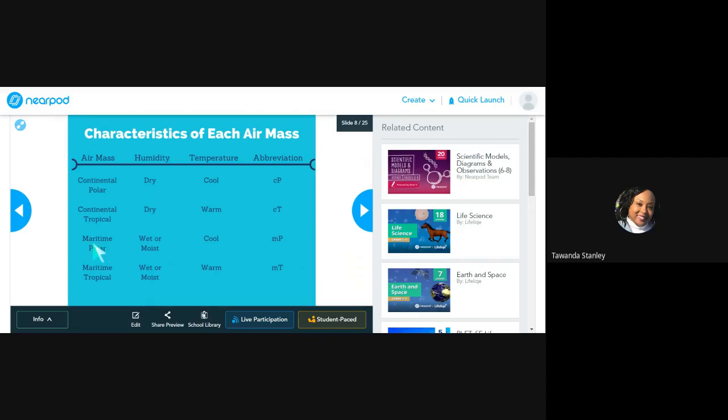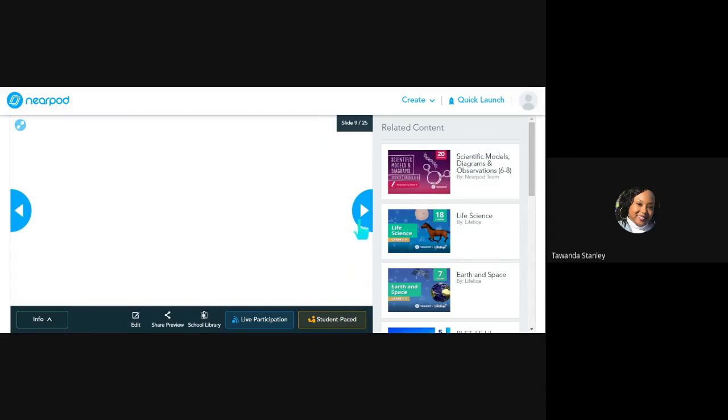Maritime, which is your first word, is going to describe the humidity. So if it's wet or moist, that's representing maritime. Polar is going to stay the same, cool. So air in this area is going to be wet or moist and it's going to be cool. Maritime tropical: wet or moist, temperature warm, MT.